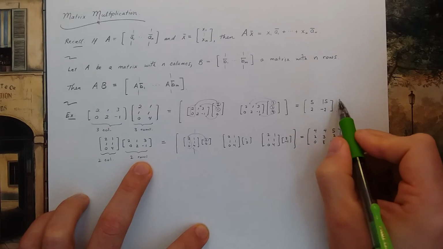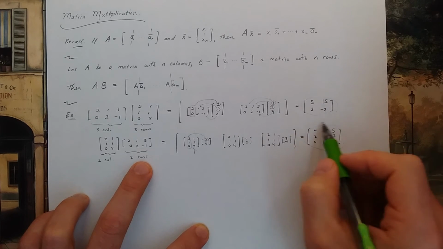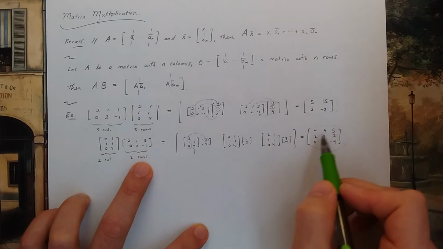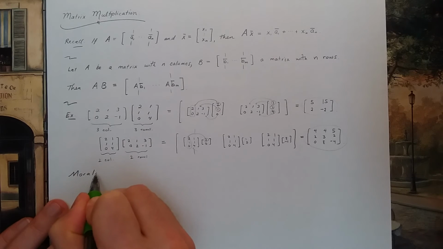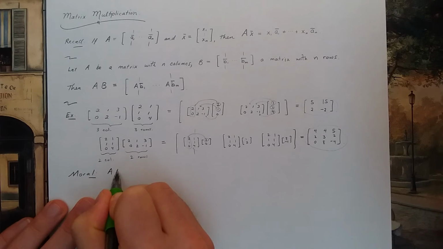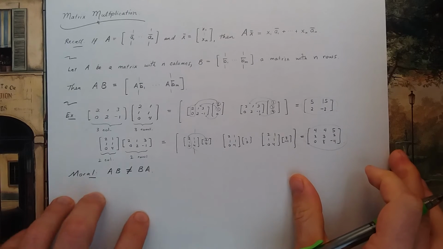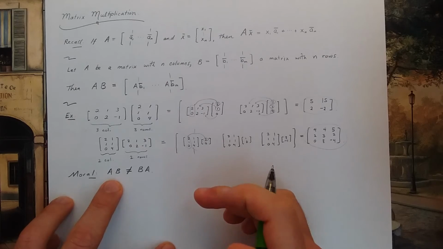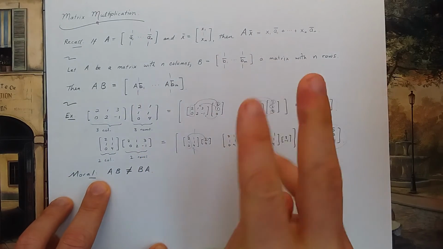Now here's an observation. This matrix and this matrix are different. They're very different. Not only are all the entries different, but they're a different size. This is a 2 by 2 matrix, and this is a 3 by 3 matrix. So the moral of this story is that A times B is not equal to B times A. In fact, this is a very rare situation. If you give me 2 random matrices, it's almost never going to work that A times B is equal to B times A. So you cannot reverse the order of matrix multiplication.